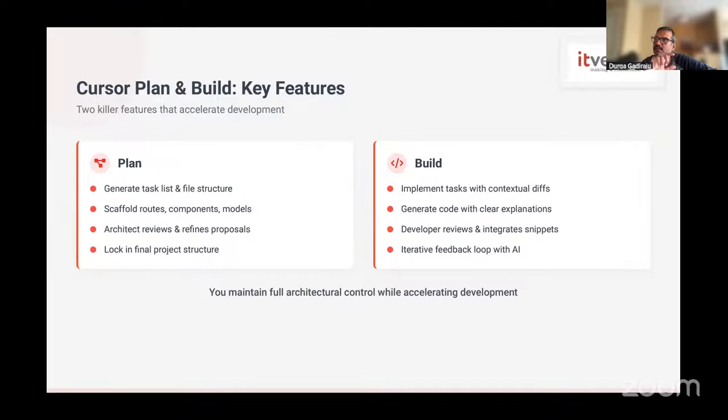Once we go through all these details, we'll lock in the final project structure and we'll hit the build. And as part of the build, Cursor will take care of implementing the tasks with contextual differences. It will generate the code with clear explanations. It will help you in reviewing the code and giving feedback. It will take the feedback also. And you should be able to build a sophisticated application at a very fast pace. So with plan and build separated, you will be able to maintain full architectural control while accelerating your development.